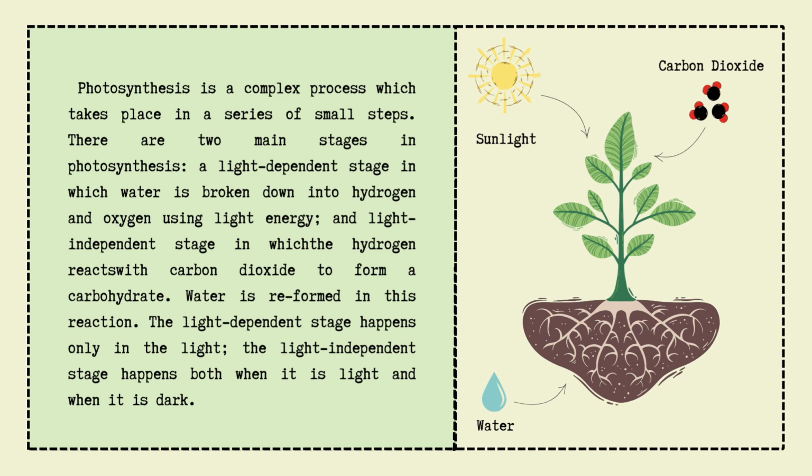A light-dependent stage in which water is broken down into hydrogen and oxygen using light energy, and a light-independent stage in which the hydrogen reacts with carbon dioxide to form a carbohydrate. Water is reformed in this reaction. The light-dependent stage happens only in the light. The light-independent stage happens both when it is light and when it is dark.